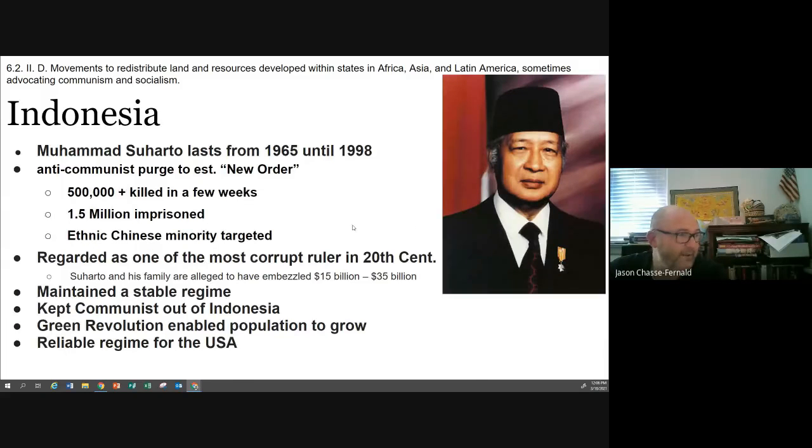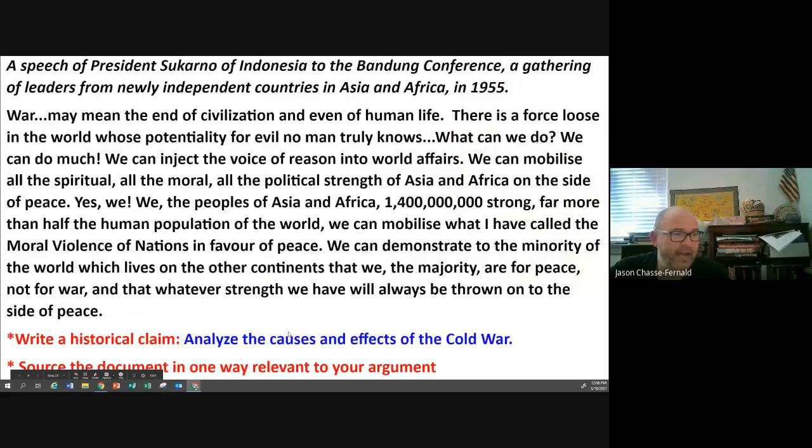So anyway, Suharto, regarded as one of the most corrupt rulers of the 20th century, and Suharto and his family are alleged to have embezzled massive quantities of money. But he does maintain a stable regime. He keeps the communists out of Indonesia. The Green Revolution, which we'll talk about in Unit 9, enables the population to explode, and he is a pretty reliable regime for the United States. So anyway, that's a little Indonesian history there for you.